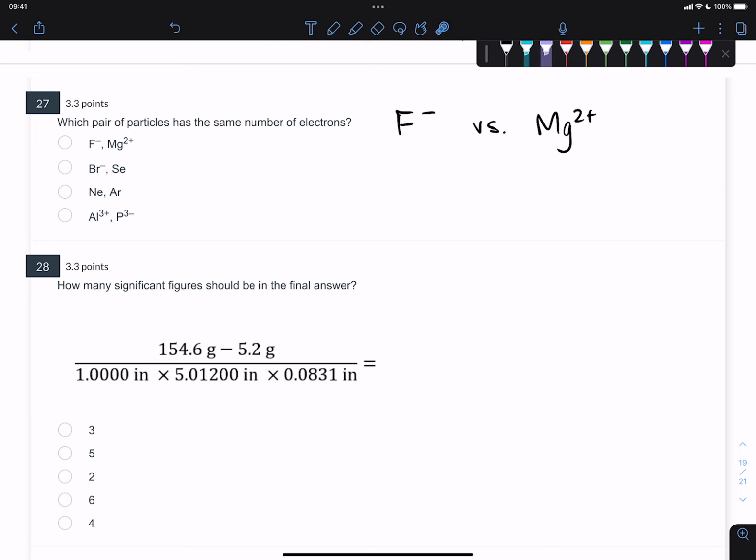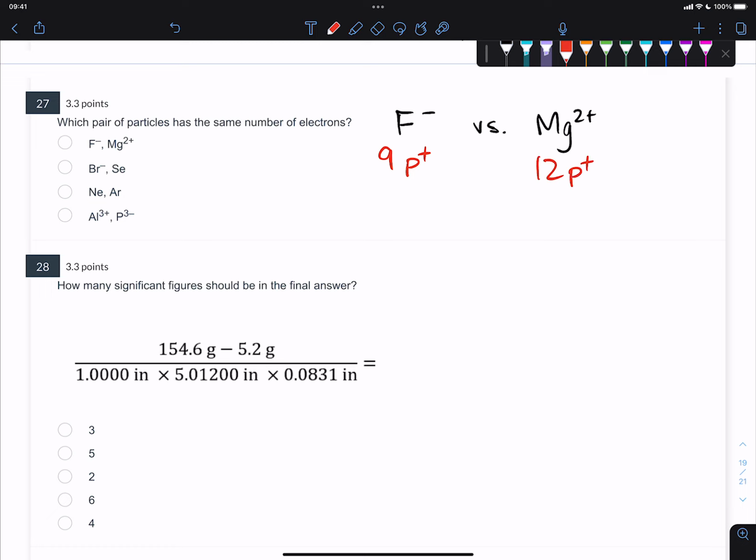So let's see, fluorine, any fluorine is going to have, I'm trying to use this on my phone. How many? I think it's 9. Yep. It's going to have 9 protons. I recommend that you just write out how many protons everything's going to have. Fluorine is going to have 9 protons, and magnesium will always have 12 protons.